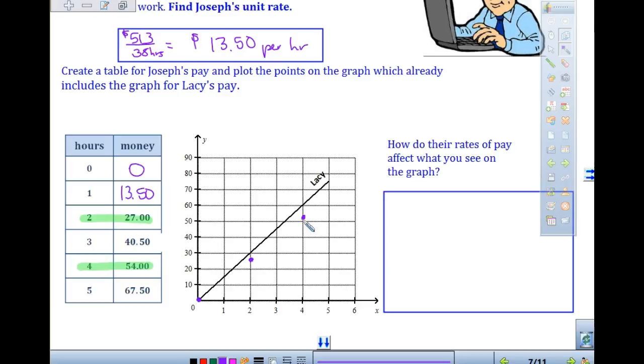Could you plot all of them? Could you have gone back to 1 and gone $13.50? Remember hers was 15, so it had to be less, right? And you could plot every single one of these. $40.50 is just barely over the 40. Now take your straight edge and draw the line so that we have a line for Joseph. Okay? So they're showing us Lucy's line. We now are going to put Joseph's line on there. So his started at 0, 0 also.